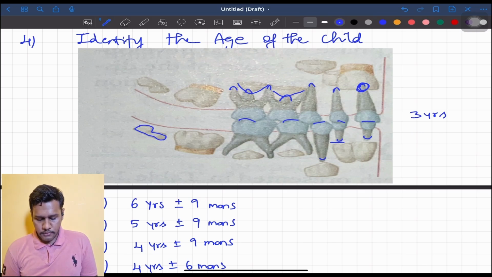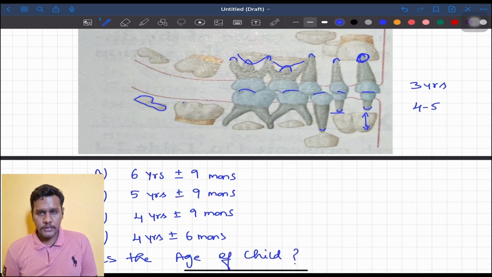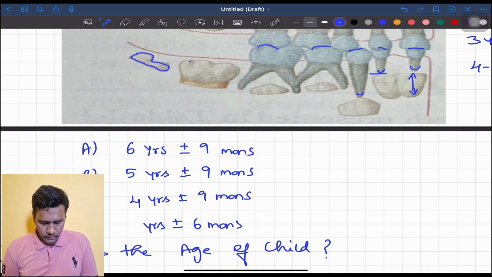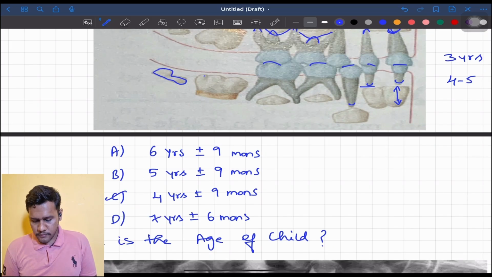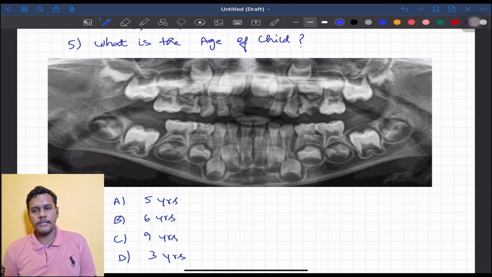So in this image, the minimum can be 3 years. The maximum can be, I would say, around 4 to 5. If you see the options, 4 to 5 years is above the mean values. Okay, so I'll change the option to 7. Between 4 to 5 years, the corresponding answer will be 4 years, 4 years plus or minus 9 months. This question is frequently asked in the NEET MDS examination. Calculate the dental age of the child.